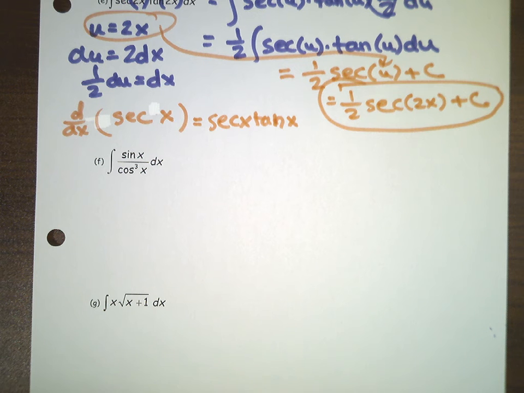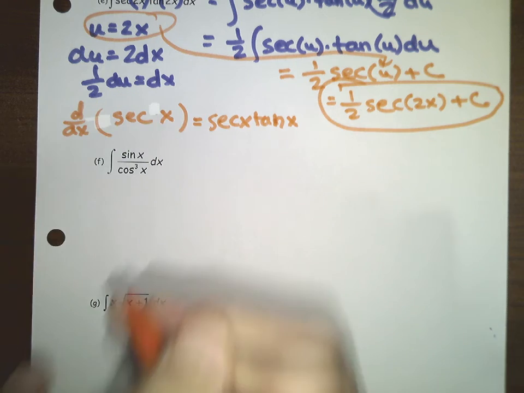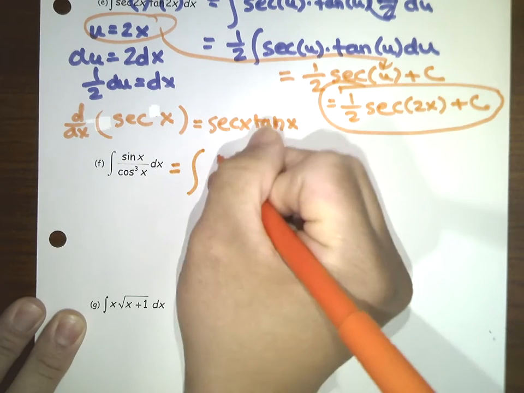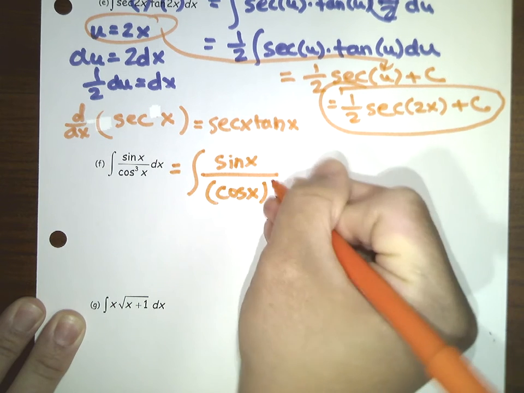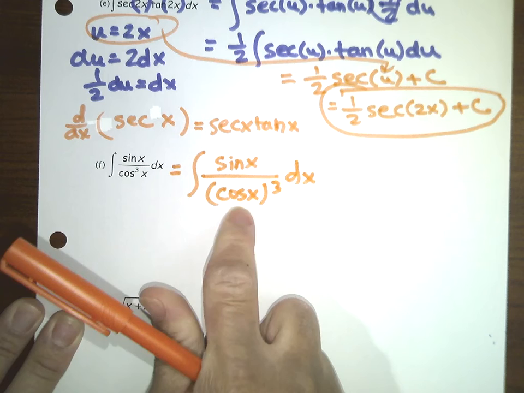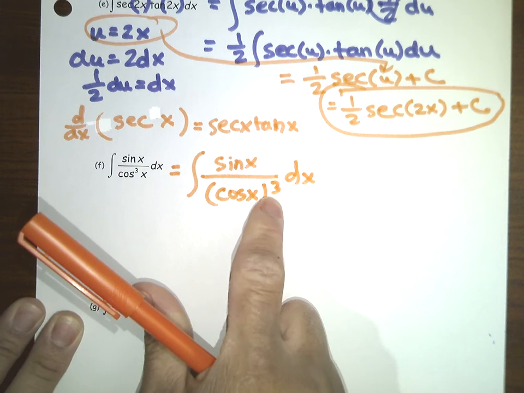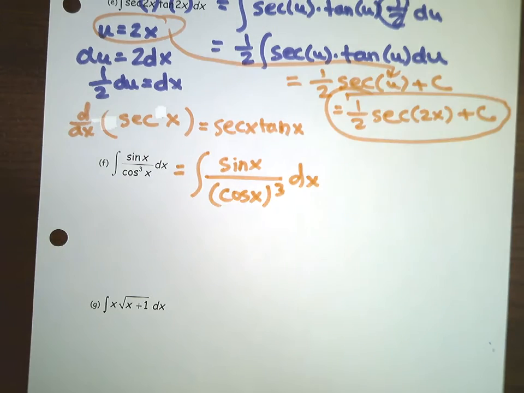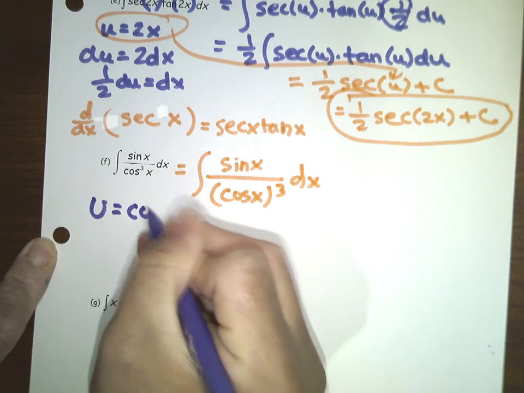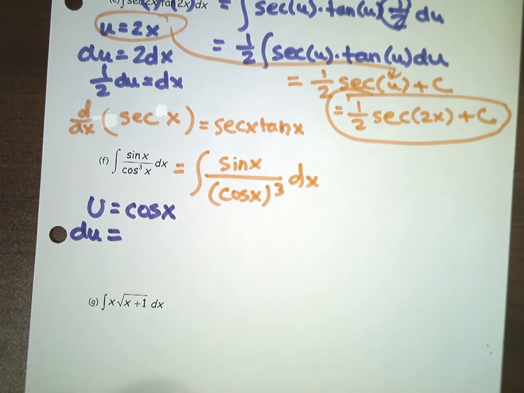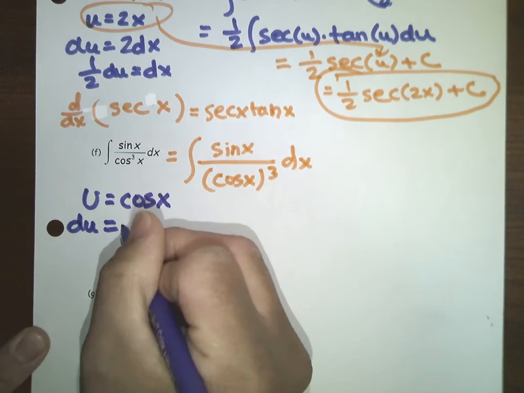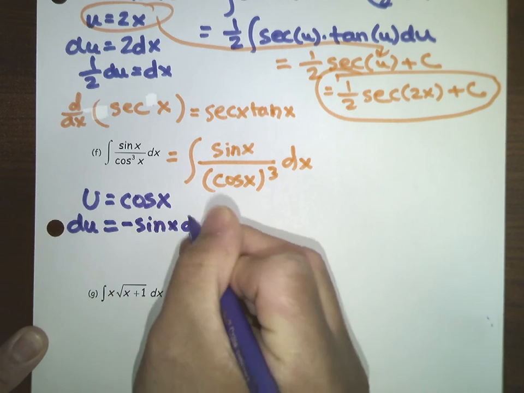All right, so let's try another one here. We have the integral of sine of x over cosine cubed x dx. Another way to rewrite this is the integral of sine of x over cosine of x to the third power. So the cosine of x is to the third power, not the x. That means that the u should be the inside function. So u is the cosine of x, and so du will be the negative sine of x dx.